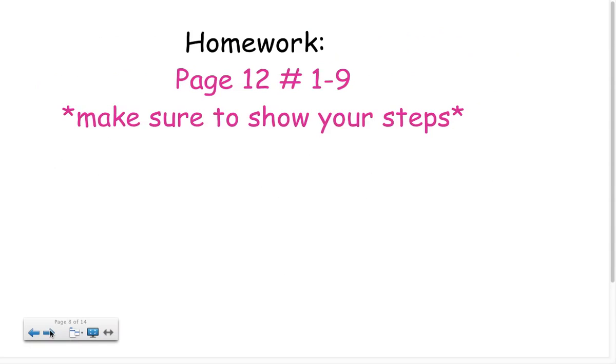The homework for this lesson is page 12, numbers 1 through 9. Make sure you show step by step your answers for each problem. You should always end up with a pizza or an ice cream cone when you're done, unless it's one of the big dividing problems.